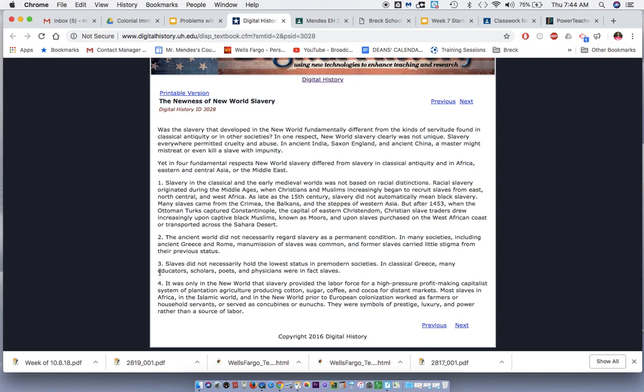Number 3. Slaves did not necessarily hold the lowest status in pre-modern societies. In classical Greece, many educators, scholars, poets, and physicians were in fact enslaved labor. So in the Americas, think about it. Were enslaved Africans and African Americans the lowest on the social ladder in terms of having power? Yeah. But back in the day, in ancient times, sometimes they served as educators, scholars, poets, and physicians. So they didn't hold that lowest social status.